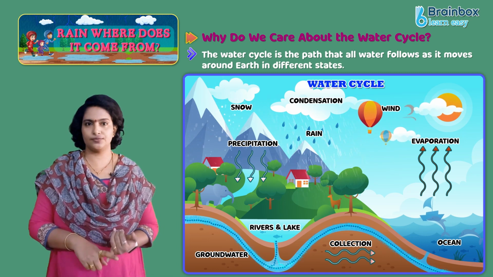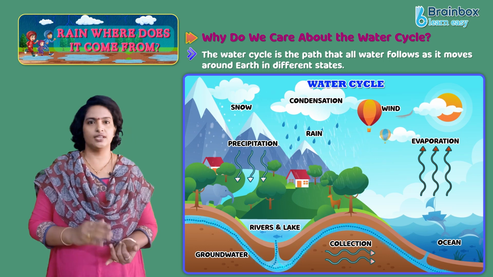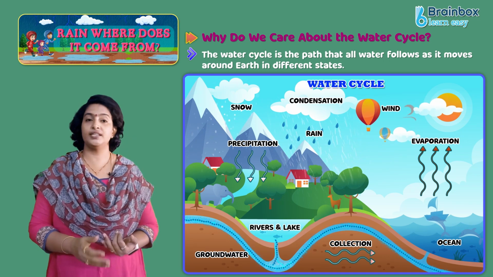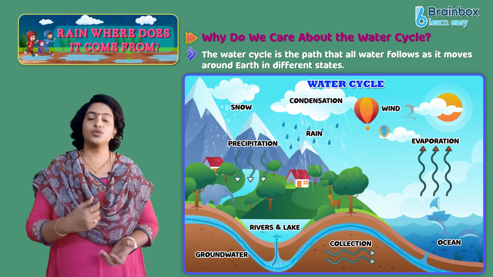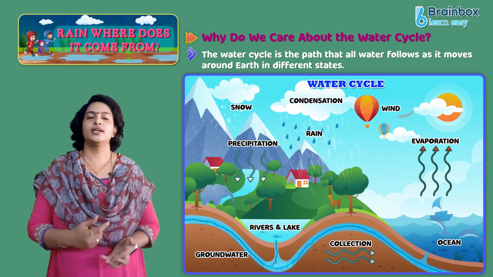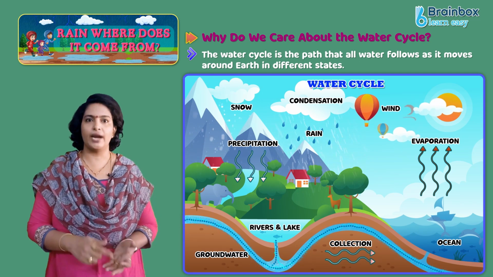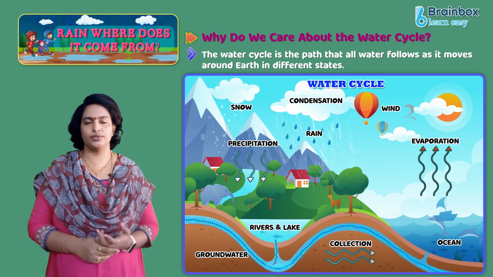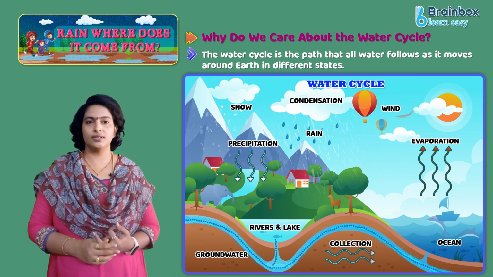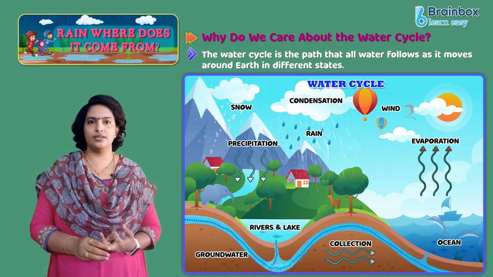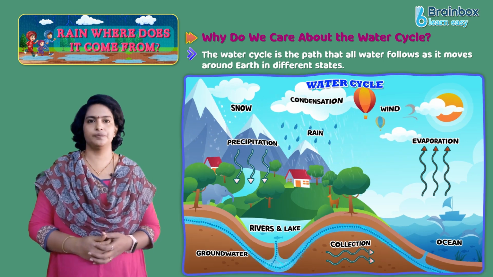So, liquid water is found in oceans, rivers, lakes, and even underground. Solid ice is found in glaciers, as snow, and at the north and south poles. Water vapor, this is a gas and is found in Earth's atmosphere.